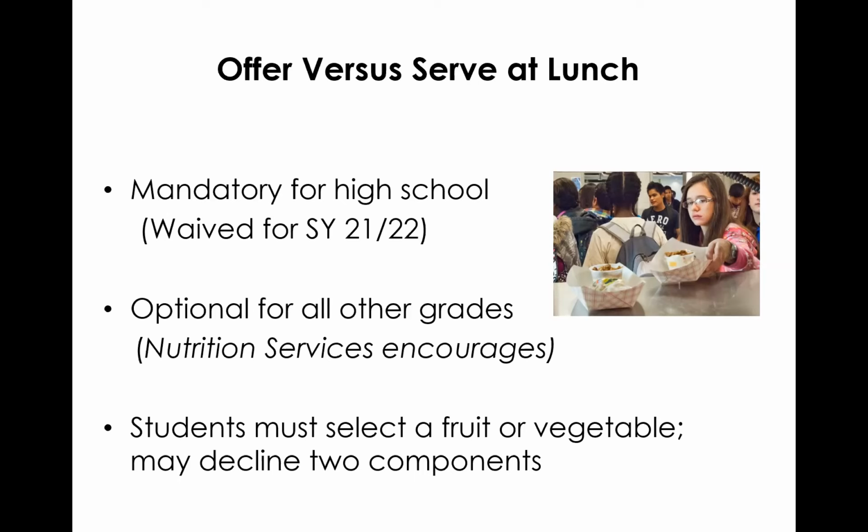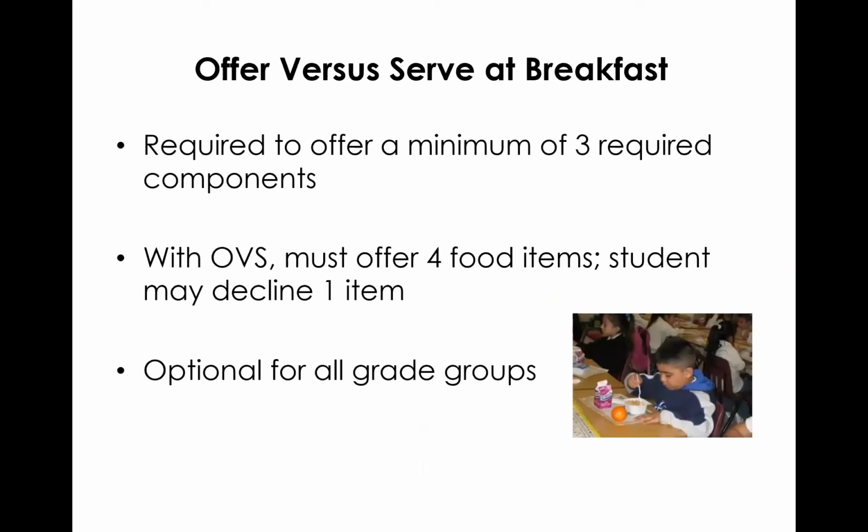Students must select a fruit or vegetable and may decline up to 2 other food components. So that's the basics. Let's move on to the next slide for breakfast. Required to offer at least a minimum of 3 required components. And with offer versus serve, 4 food items must be offered, and the student can decline 1 item. It's optional for all grades at breakfast, offer versus serve. And next slide.